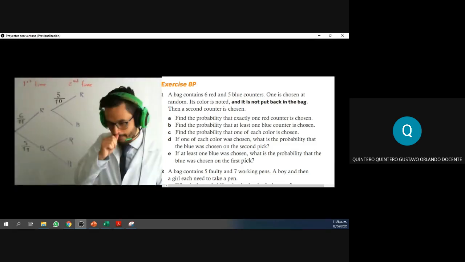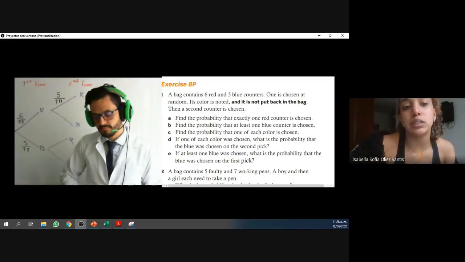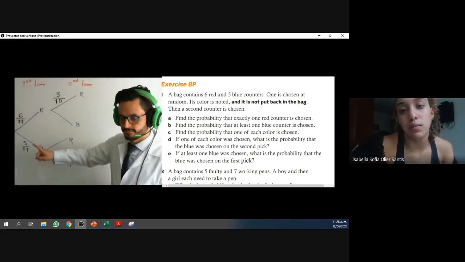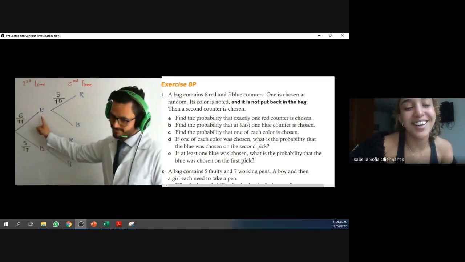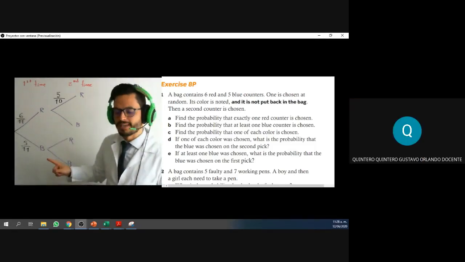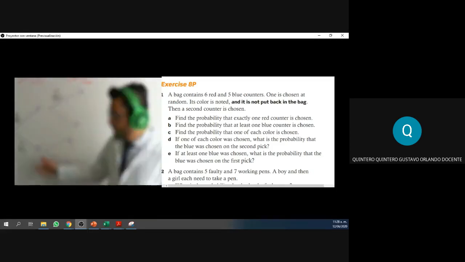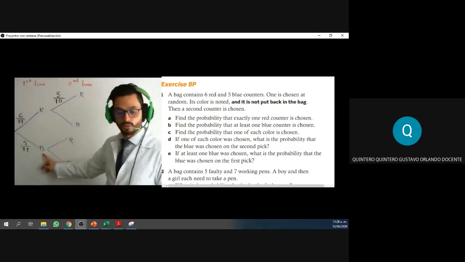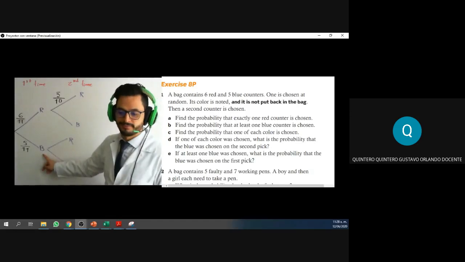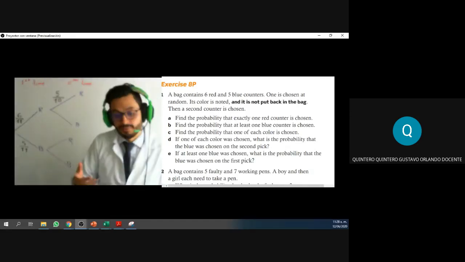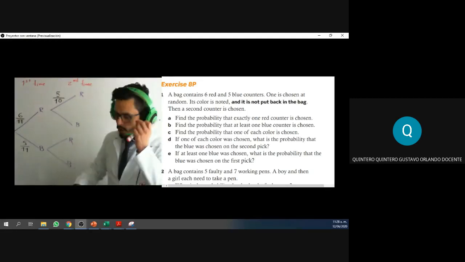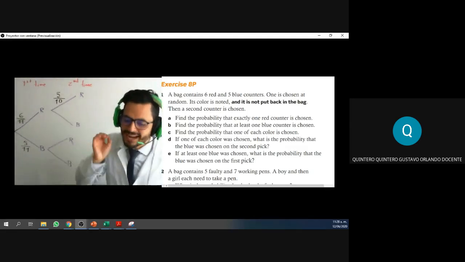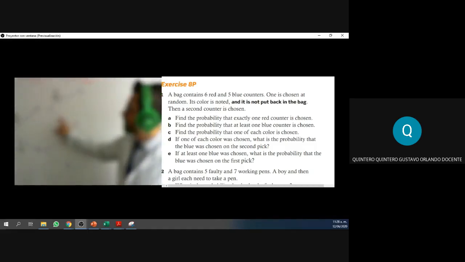Isa, go ahead. Profe, how do you know it was red? Because... Remember, Isa, we are calculating every possibility. So in here, we will write when these are blue. So for the first one, we are assuming it was red. Cool. All right. So with that information, tell me this probability here.